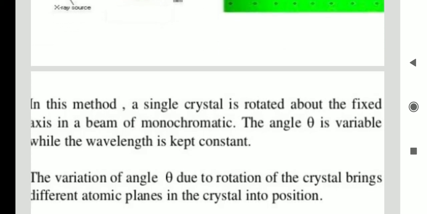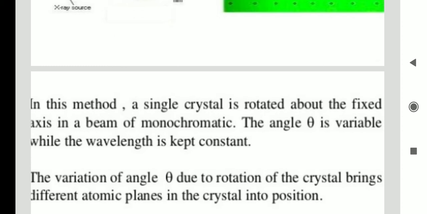In this method, a single crystal is rotated about a fixed axis in a beam of monochromatic X-rays. Here the angle is rotating. In the previous one, the angle was constant. Here it is rotating. That is the reason the angle is in a continuous state.